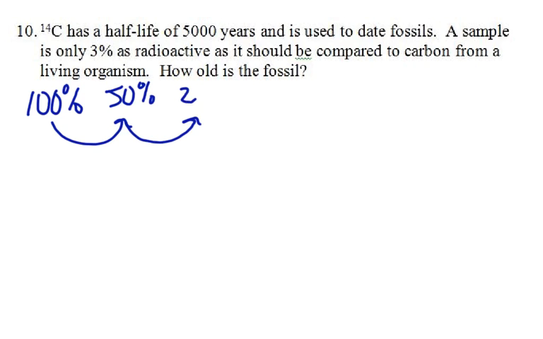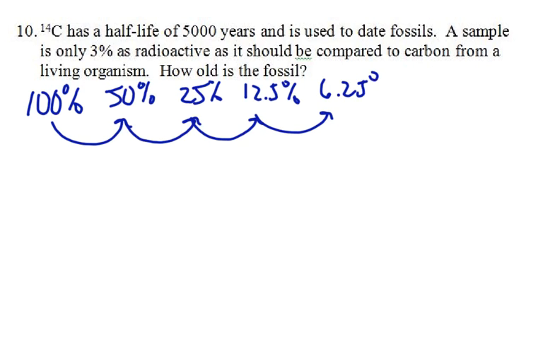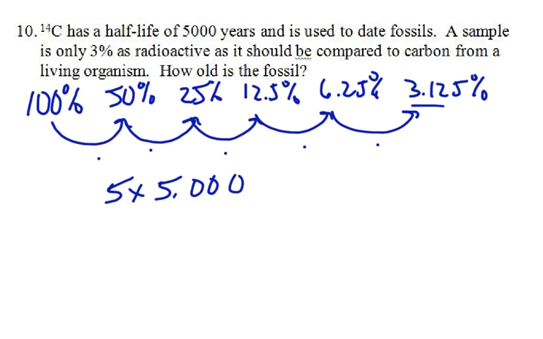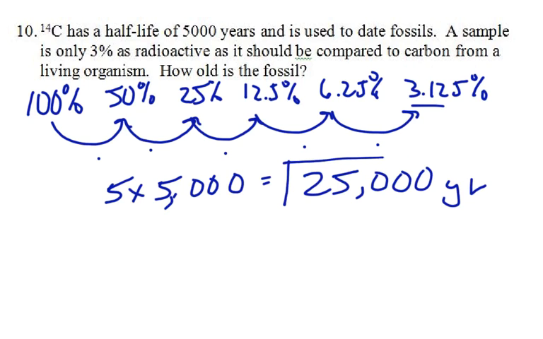After another 5,000 years, 25%. After another 5,000 years, 12.5%, 6.25%, 3.125%. That's close enough. So we're getting pretty close to 3%. So you see that's 1, 2, 3, 4, 5 half-lives. So 5 times 5,000 is equal to 25,000 years. And that's how we do half-life problems.